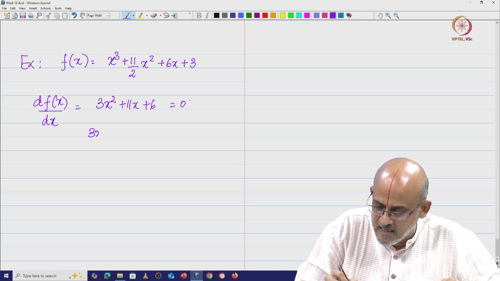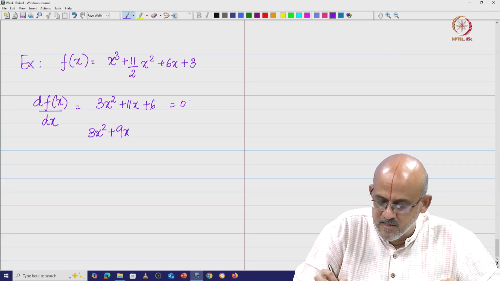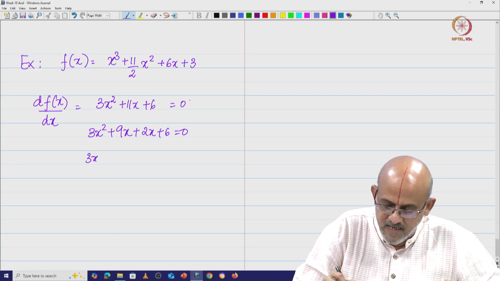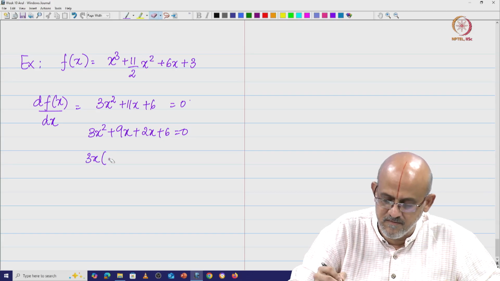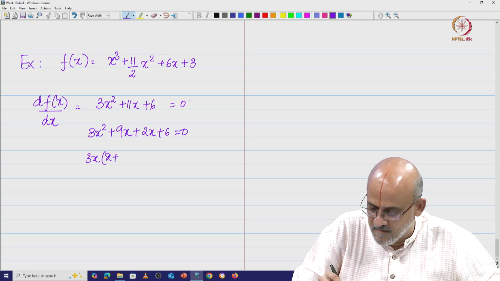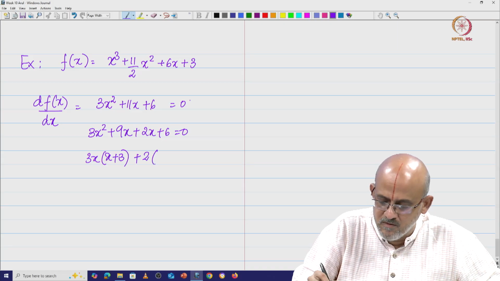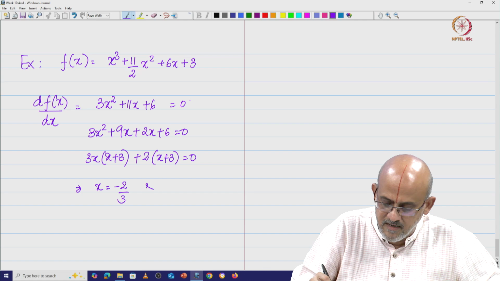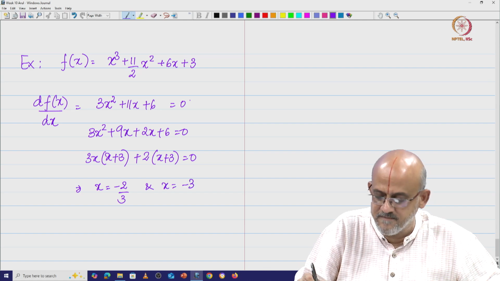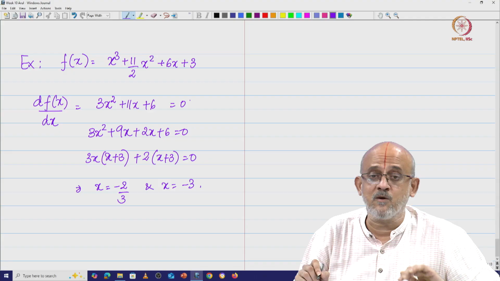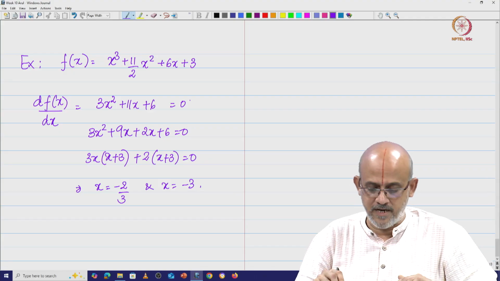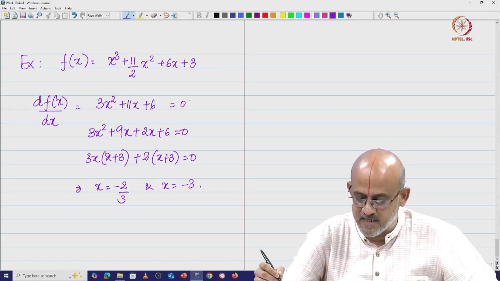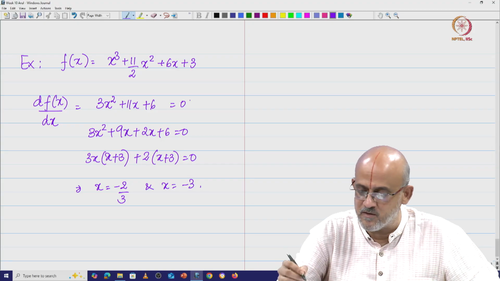Basically I can write this as 3x squared plus 9x plus 2x plus 6 is equal to 0. So I have 3x into (x plus 3) plus 2 into (x plus 3) is equal to 0, which implies x is equal to minus 2 by 3 and x is equal to minus 3. Now I am going to check what is happening to this function at these 2 points, basically the points x equal to minus 2 by 3 and x equal to minus 3. So let us do that.